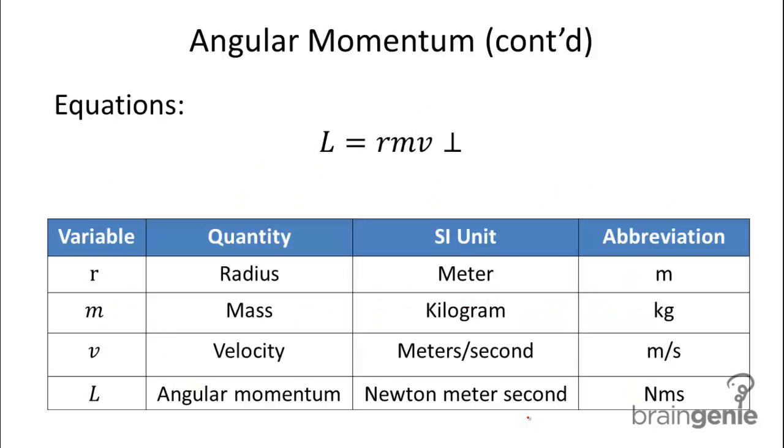The only equation that we're really going to need to know here is the equation I just went over. It's L, angular momentum, equals R times M times v, the perpendicular component of v. Angular momentum is the only new variable here, and the unit is going to be Newton meter second.